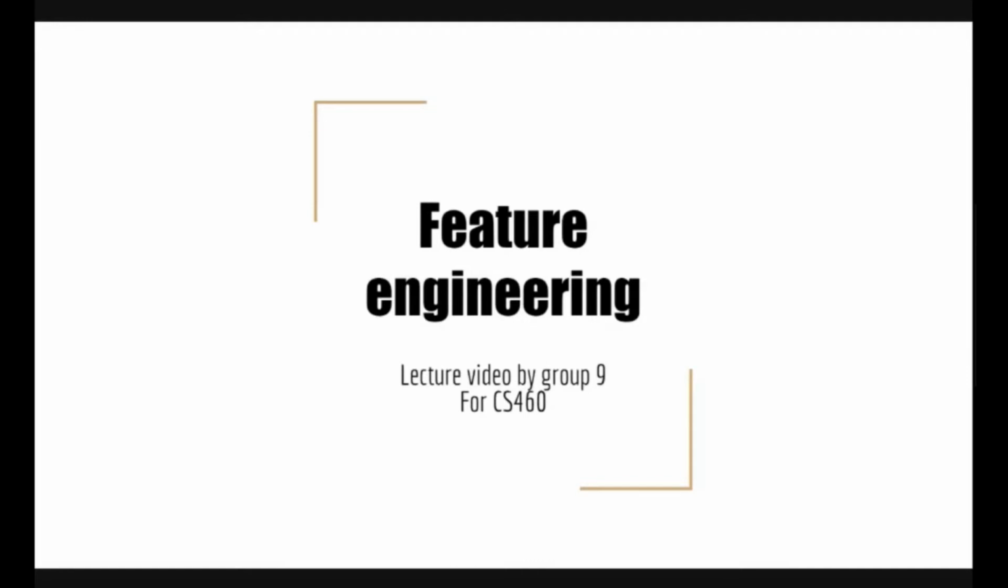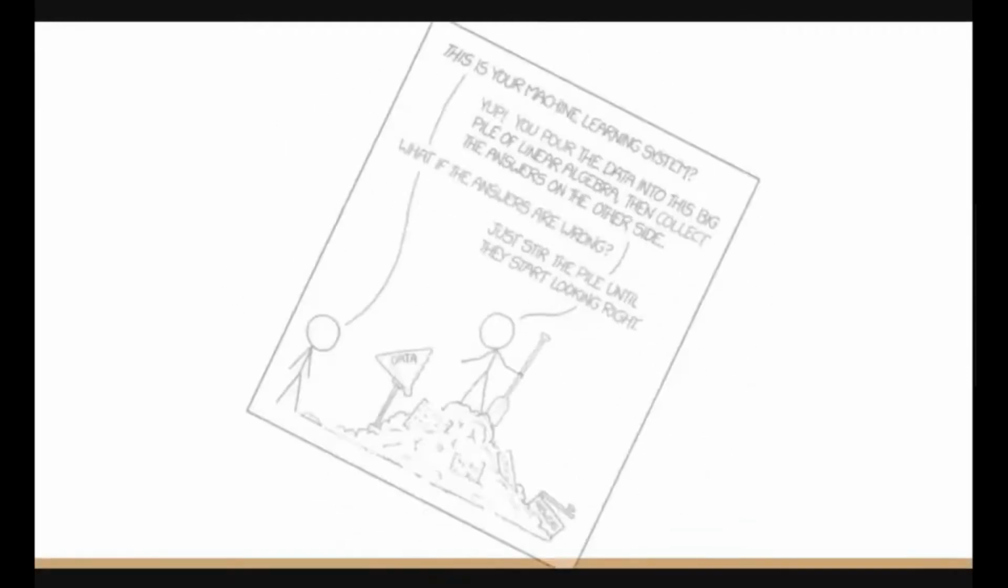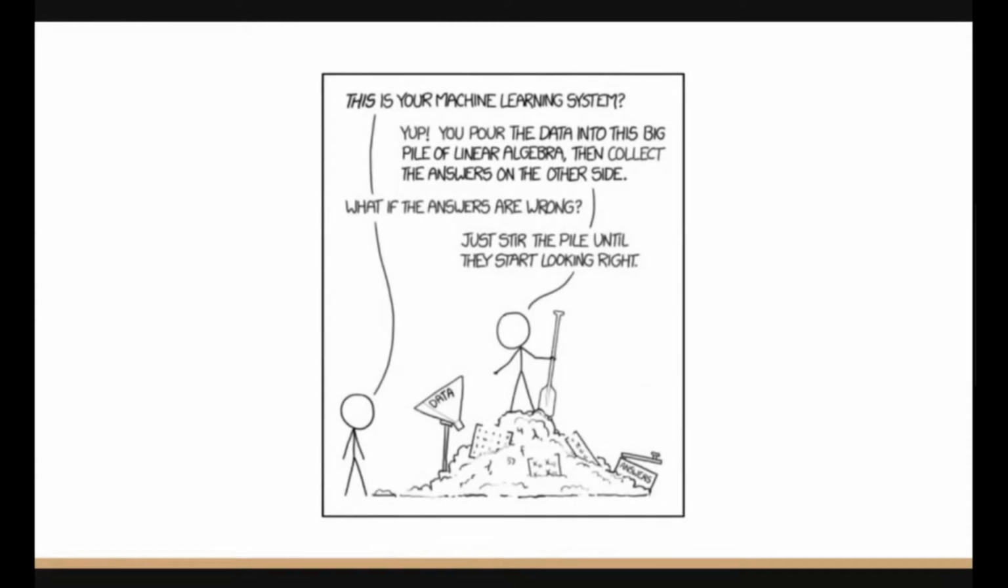Just go through a cartoon. This is your machine learning system. Yep, you put the data into this big pile of linear algebra, then collect the answers on the other side. What if the answers are wrong? Just stir the pile until they start looking right. This is feature engineering. The data we give to the machine is crucial for better outputs, as I said before.